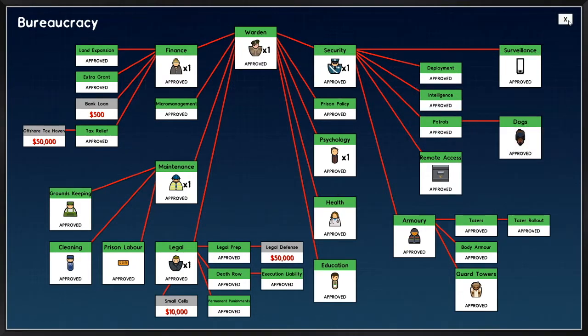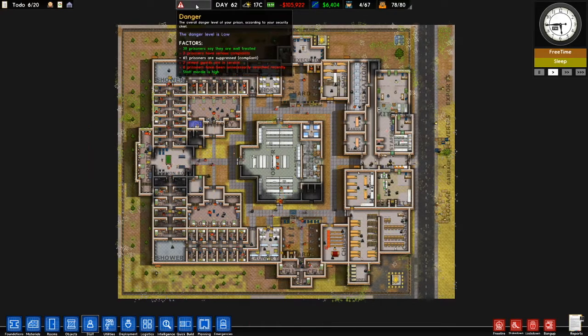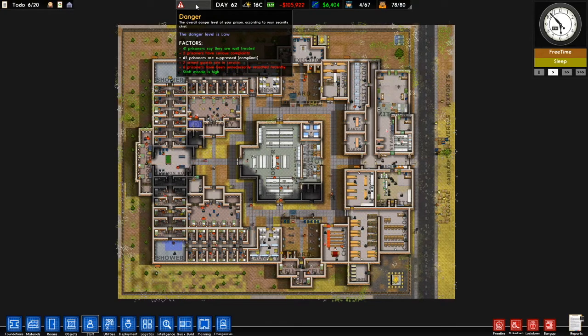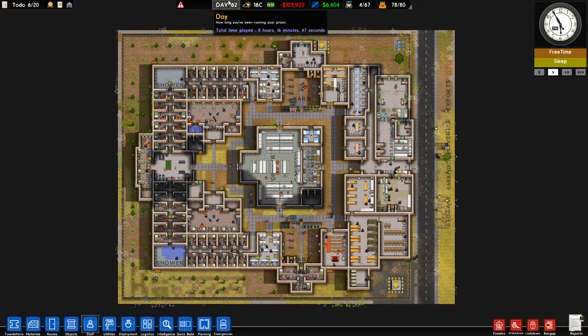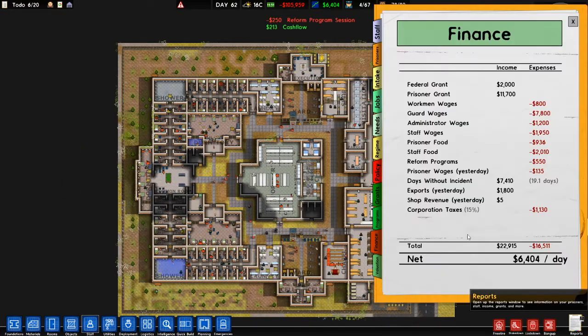Some of the administrative staff also do additional duties. The chief, for example, will allow you to see the danger level of your prison. The foreman will train your prisoners in the workshop so they can work in there and make you money. The psychologist is important for running programs, and you can have more than one of these psychologists. The other ones, you can only have one of each.